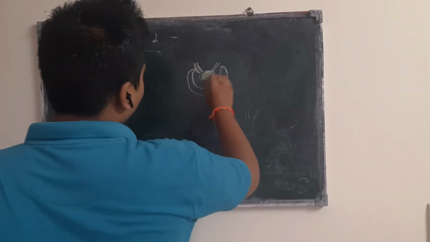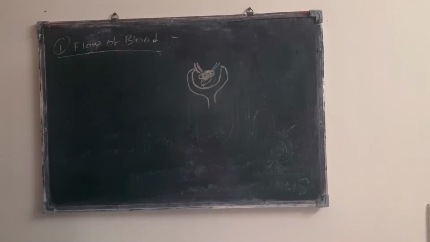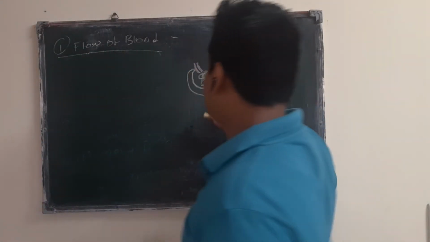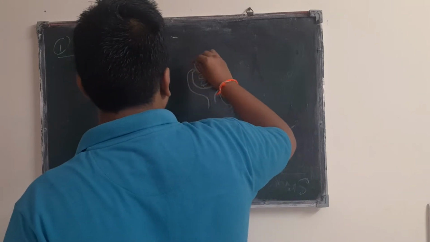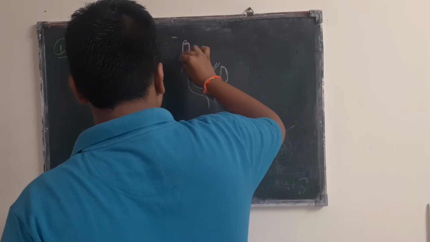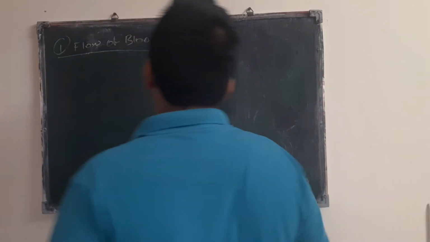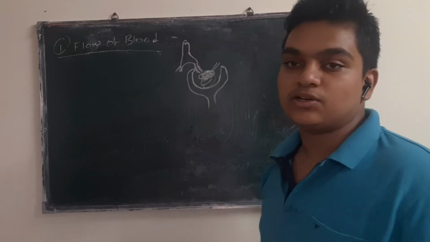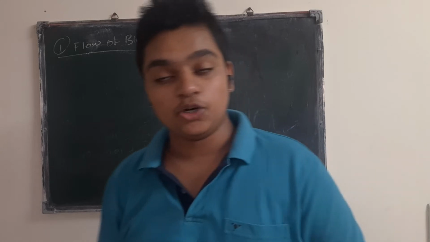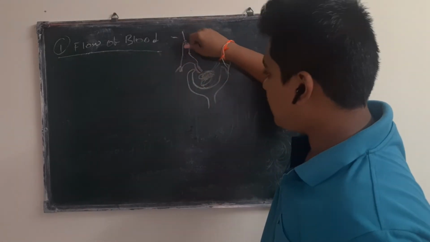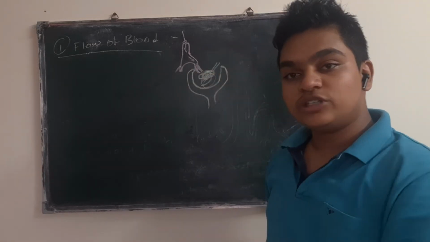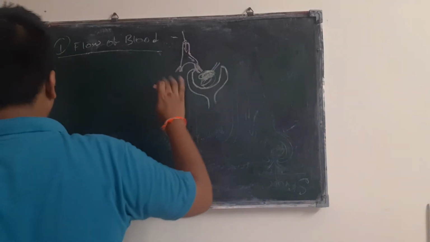Now, how does this blood flow inside the kidney? The blood enters the kidney through the renal artery. So this is connected to your renal artery. That is why I have told you the branch which enters the glomerulus first is the afferent arteriole. So now blood comes through the renal artery here. It enters the glomerulus through the afferent arteriole.